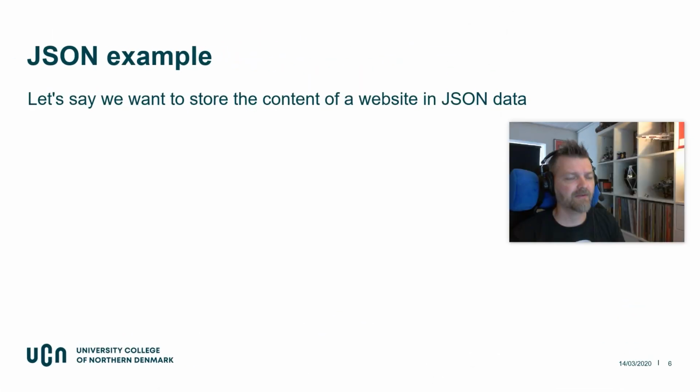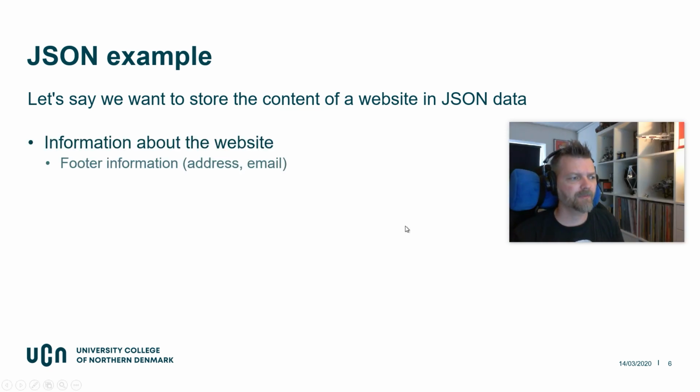Let's say we want to store the content of a website in JSON data, so that we can grab data from that JSON object and show it on the website. But we don't just want to store a single page in this JSON object. We want to store information about the whole website. And what we want to do is we have three categories there.